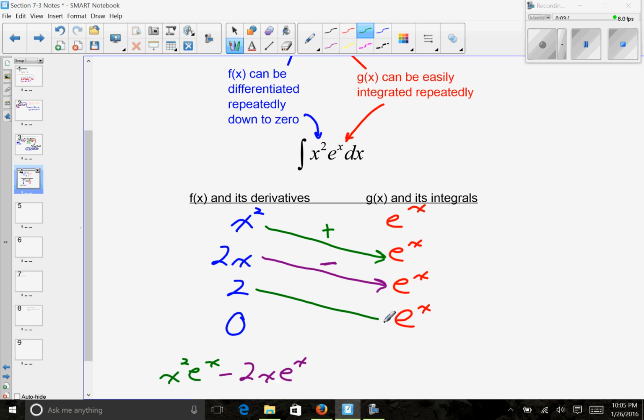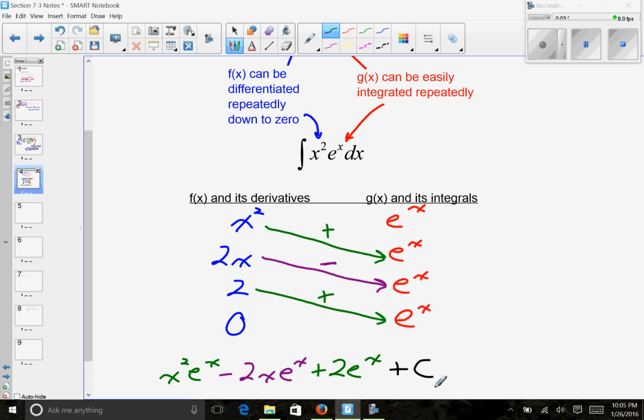Then go to the next one. Again, diagonal from the third f of x term to the fourth g of x term, and this is going to be positive. So this will be plus 2 e to the x. And when I get to the next term, I stop here because it's going to be 0 times something, so it's 0. And I can stop there and put my plus c.